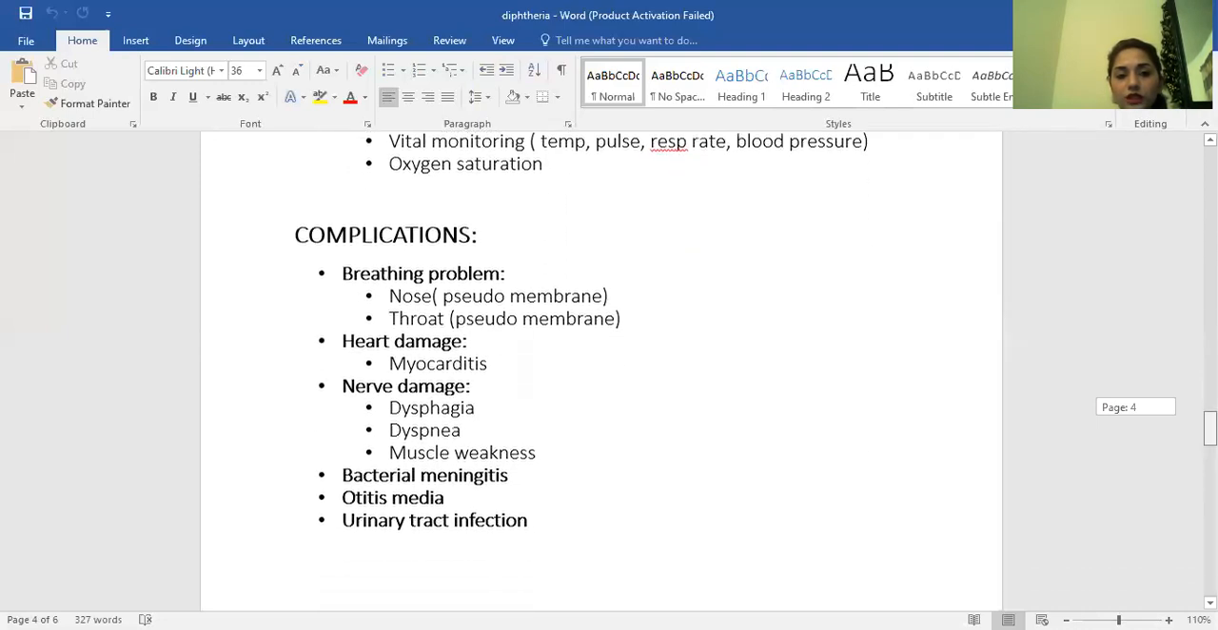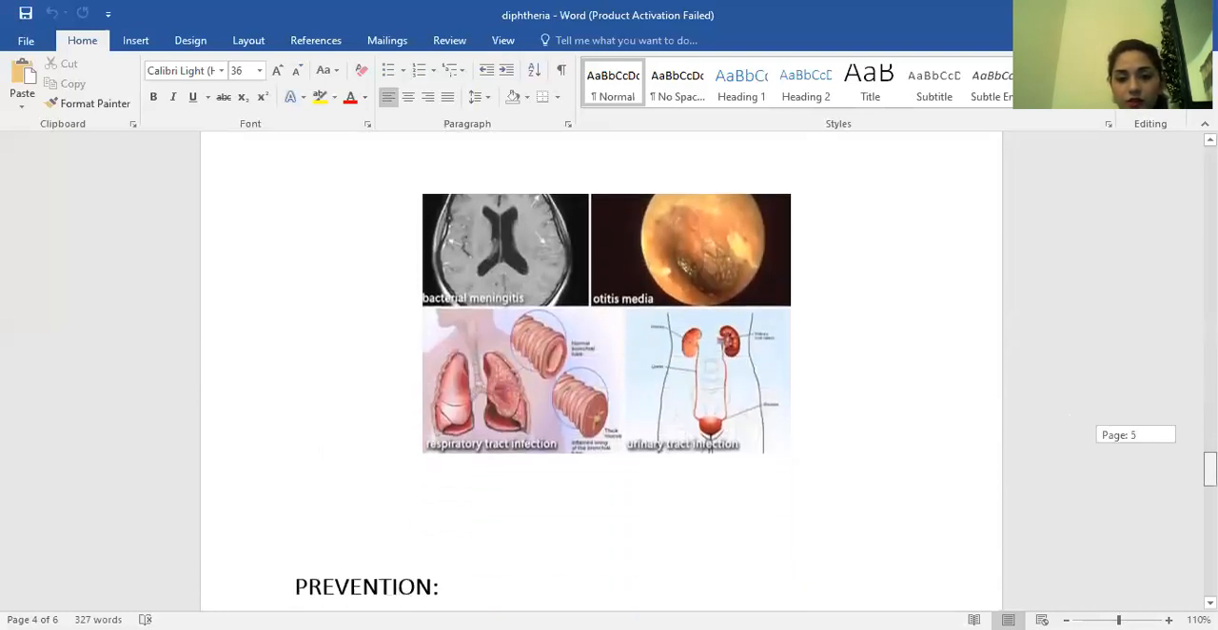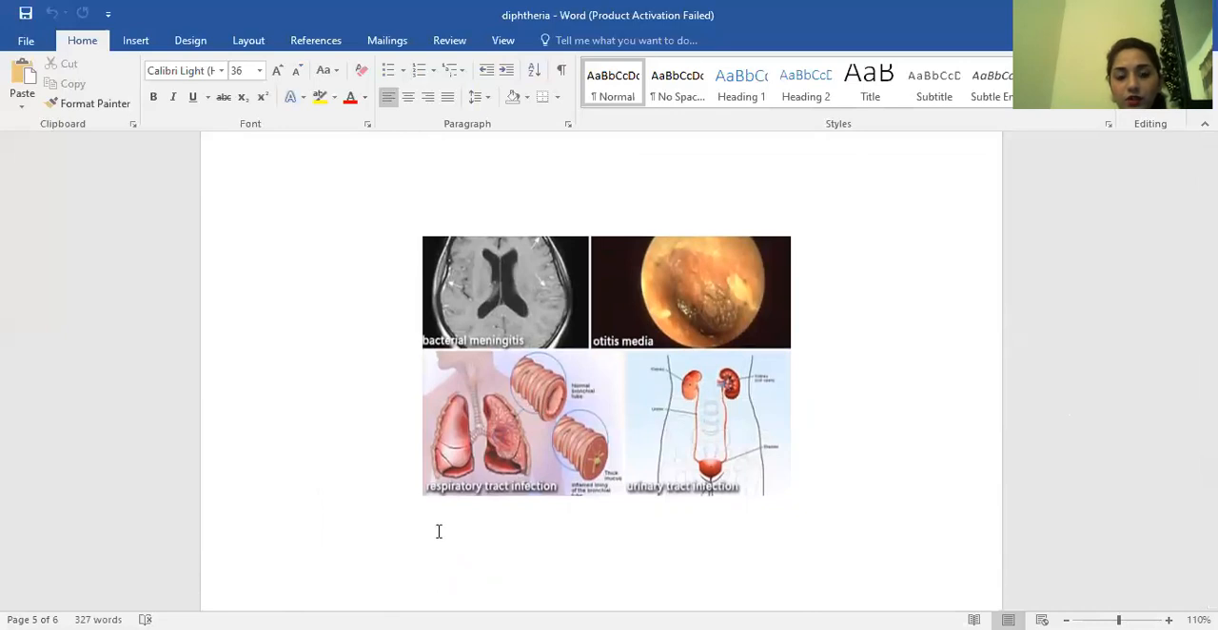What are its complications? They are very important, and you have to keep an eye on the complications. These are breathing problems that can be due to the pseudomembrane that may form in the nose or throat. There is myocarditis. It can cause dysphagia, dyspnea, muscle weakness, bacterial meningitis, otitis media, and urinary tract infection. So these are some of the complications.